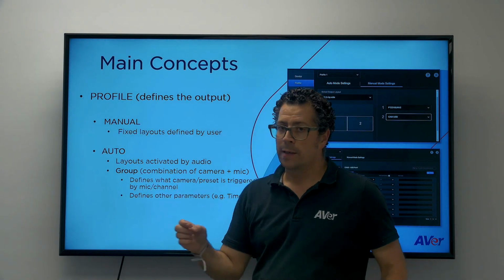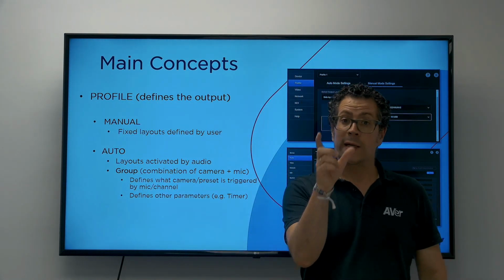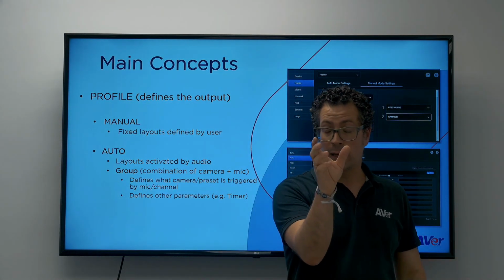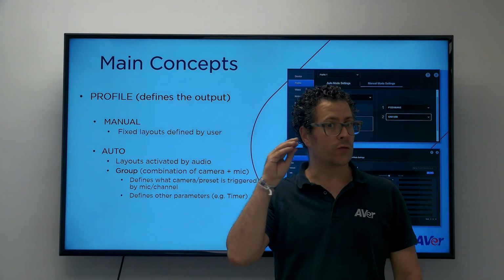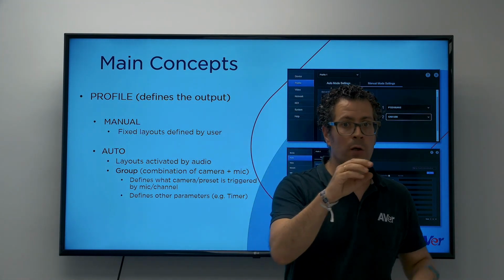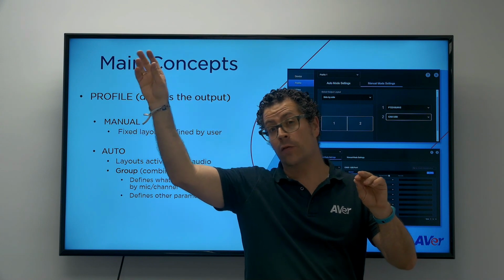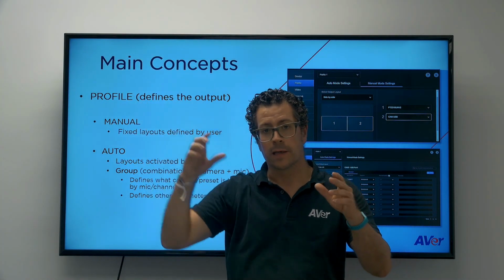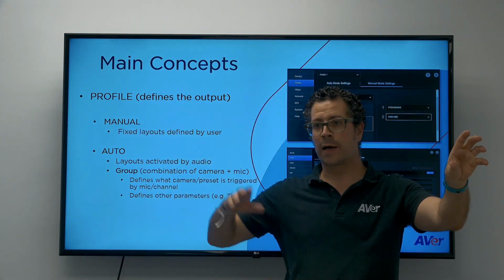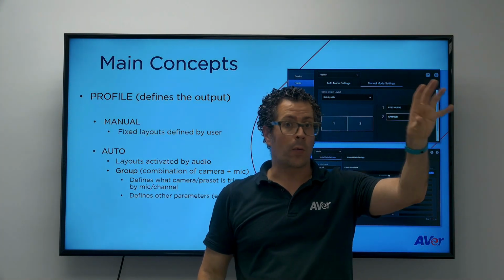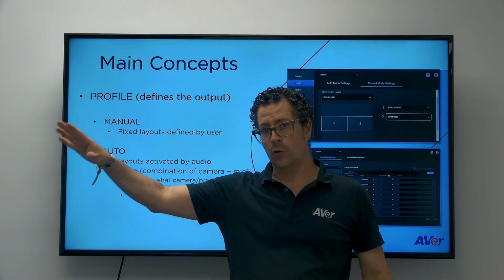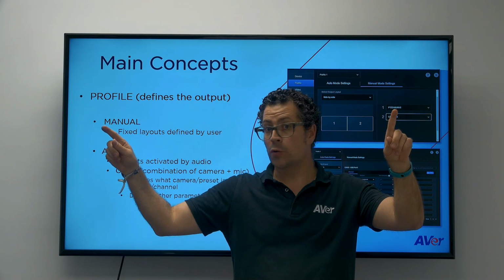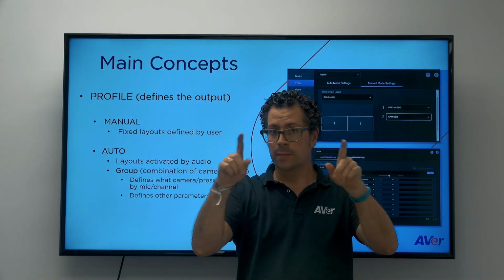This group is going to define what camera and what preset you want to trigger, you want to select, when a specific microphone channel is activated. Imagine you have camera 1, camera 2. Camera 1 will be one group, camera 2 will be the second group. Both cameras could be connected to the same microphone in the group.